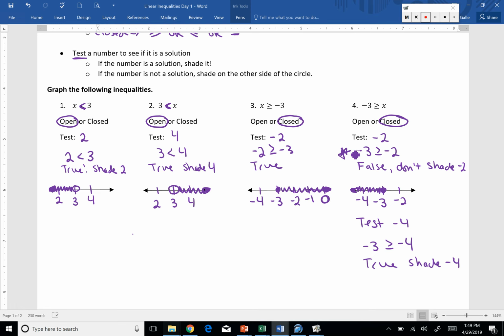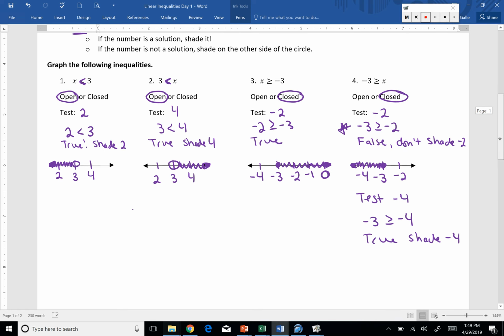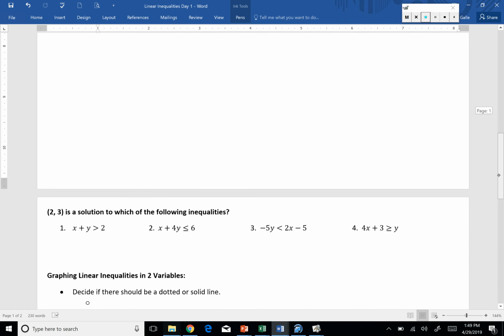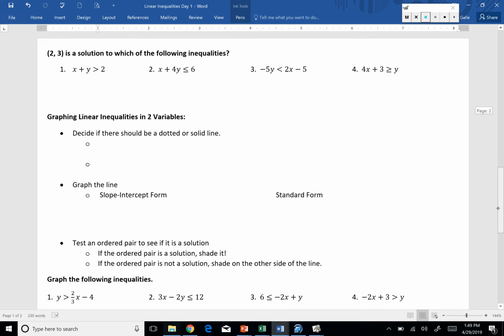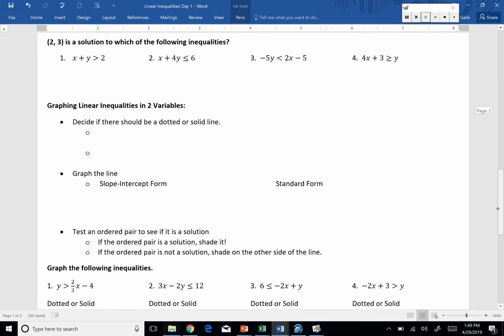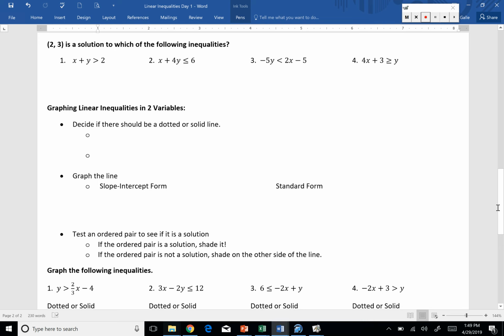So let's go to the back side of our sheet, and let's look at the new idea. Or getting to the new idea, I should say. We're going to keep building with what we already know how to do. All right, so as we look at the back side, the first question says 2, 3. It's an ordered pair. Is a solution to which of the following?